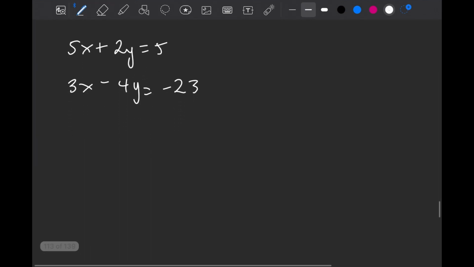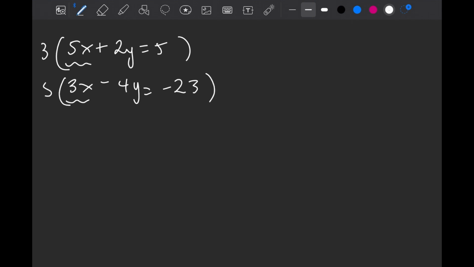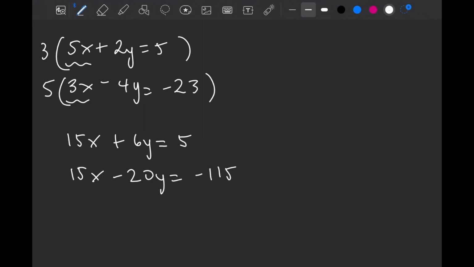Try doing this one. In this example, we can work to find a common multiple. So let's use the x's. For 5x and 3x, that would be 15. So I'm going to multiply the first one by 3, and the bottom one by 5. Then when I do that, I will get 15x plus 6y is equal to 5, and 15x minus 20y is equal to negative 115.